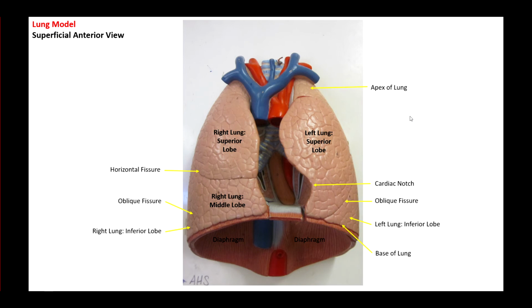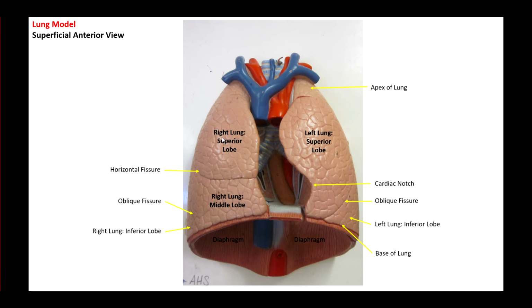So this is the lung model. We can see here again, this would be the left lung. Notice the left lung has two lobes, superior and inferior, and the reason for that, it only has one fissure right there. One fissure. That is the oblique fissure. This would be, again, the superior lobe. This would be the inferior lobe. And then in the left lung, there's the cardiac notch.